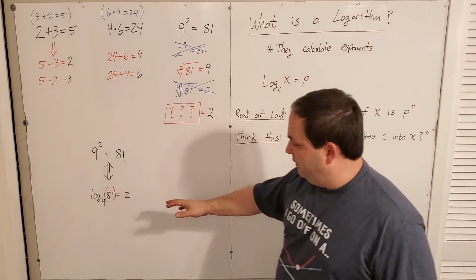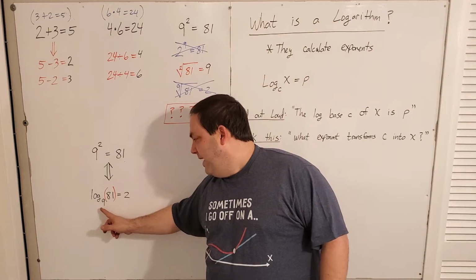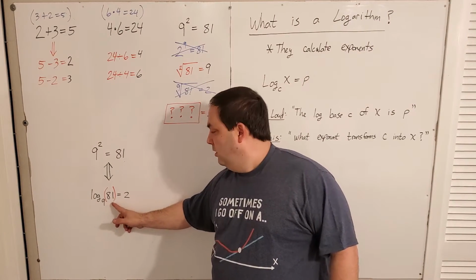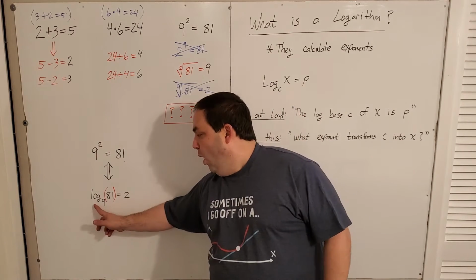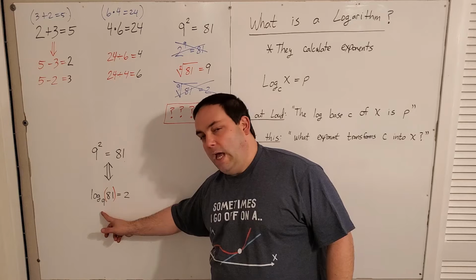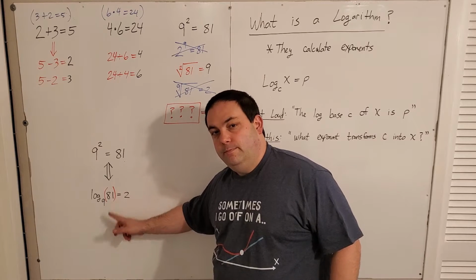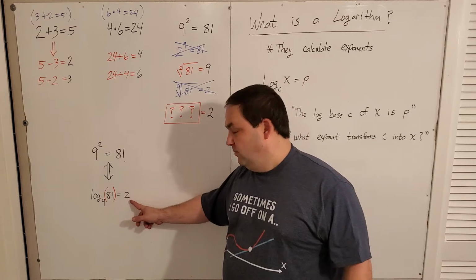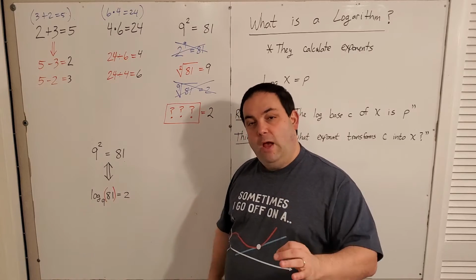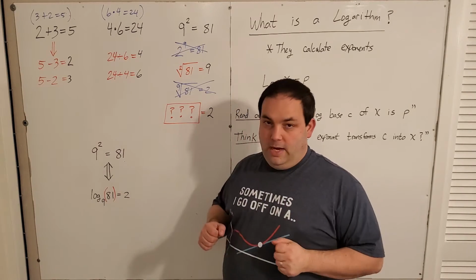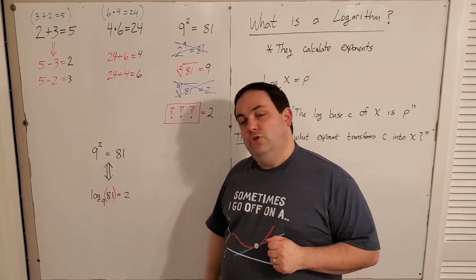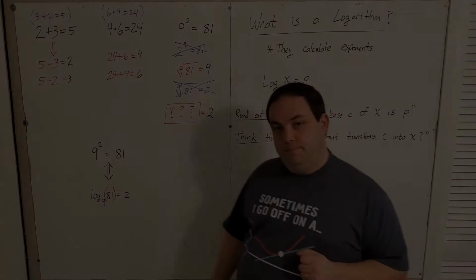So let's read this one over here. The log base 9 of 81 is 2. But then what does that mean? What power turns 9 into 81? The answer to the question? 2. 2 is the power, 2 is the exponent that transforms 9 into 81. So that's the answer to that particular logarithm.